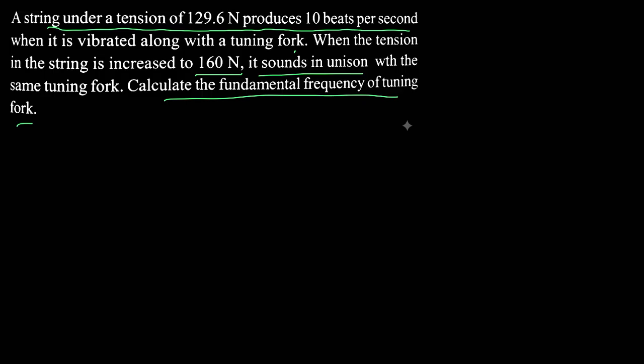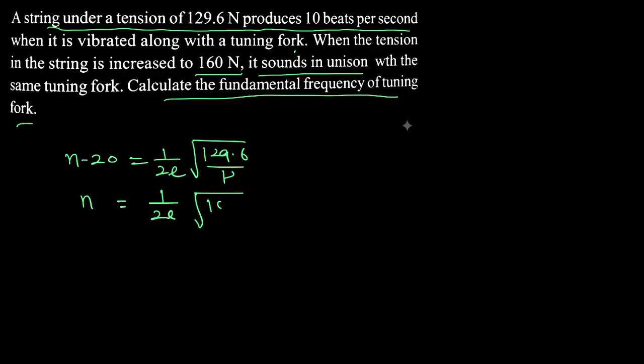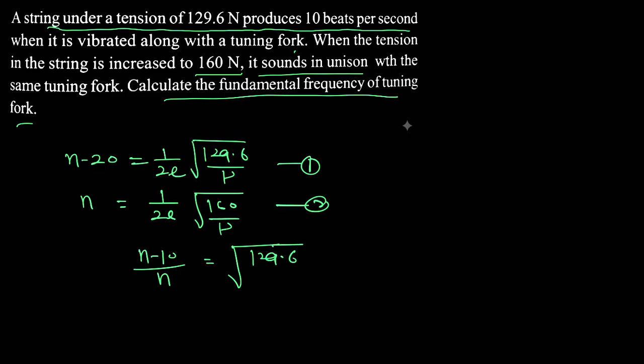10 beats are there. It means n minus 10 should be equal to 1 by 2L under root 129.6 divided by mu. This is the frequency formula. Second, n is equal to 1 by 2L under root 160 divided by mu. If I solve this whole thing, dividing equation number 1 and equation number 2, I will get (n minus 10) divided by n equal to under root 129.6 divided by 160, and after solving this we'll get n is equal to 100 Hertz.